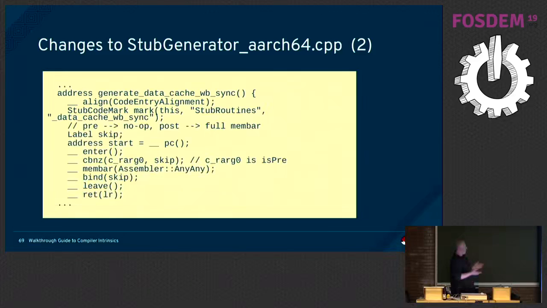Now on ARM, we don't need a synchronization before doing the flushes because they automatically ensure that we've drained all memory writes and the cache is consistent before they start. So if we've got true in arg0, we have a compare and branch if non-zero. We'll jump to where that label skip is bound below and we'll bypass the memory barrier. Otherwise, if it's false, we've got a post-synchronization, we need to do a full memory barrier. And that makes sure that the cache lines are actually evicted to memory before any more writes can happen.